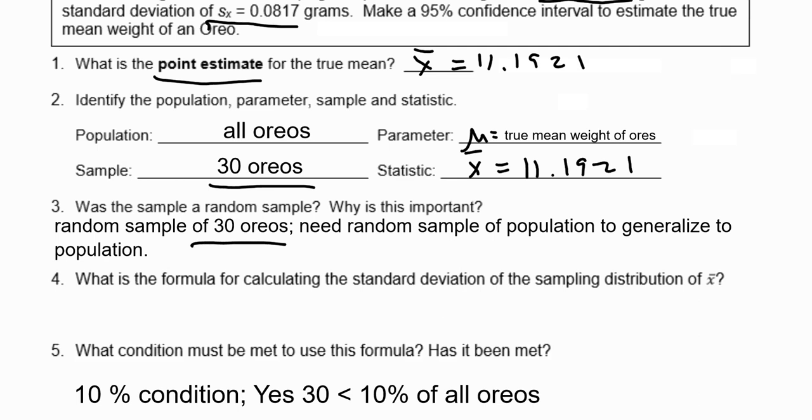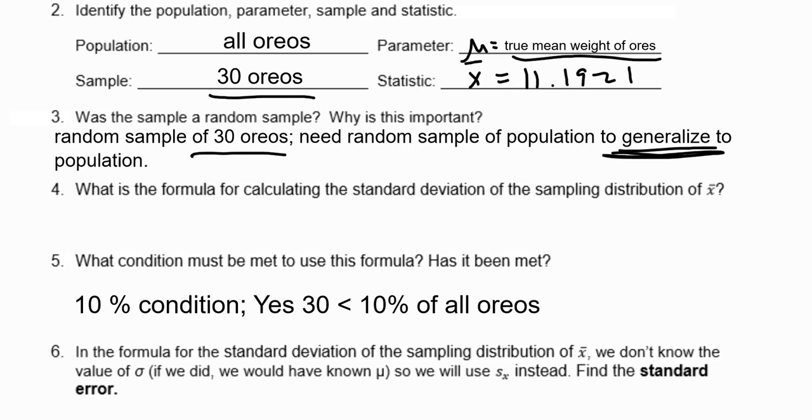And the reason why it has to be random is I failed to mention this in proportions, but I'm going to mention it now. Yes, we want to try to reduce bias in our sampling procedure so we can get close to the true parameter. But also one of the key things is we want to be able to generalize. And that's the reason why we take a sample of a population. When you take a random sample of a population, it allows you to generalize to that population. And since we're looking for the true mean weight of the Oreos, it's going to be important that we do take a random sample of the actual population of Oreos as well. So it's for generalization purposes.